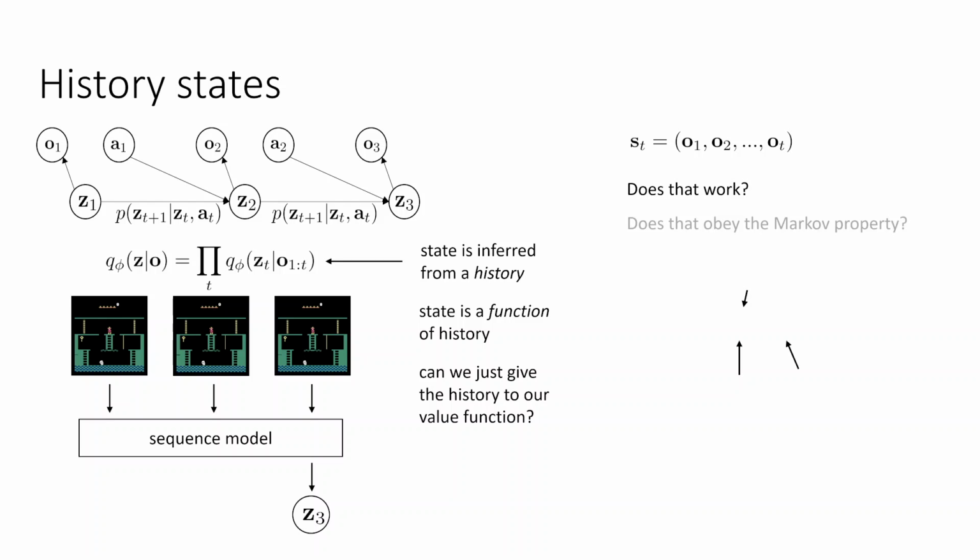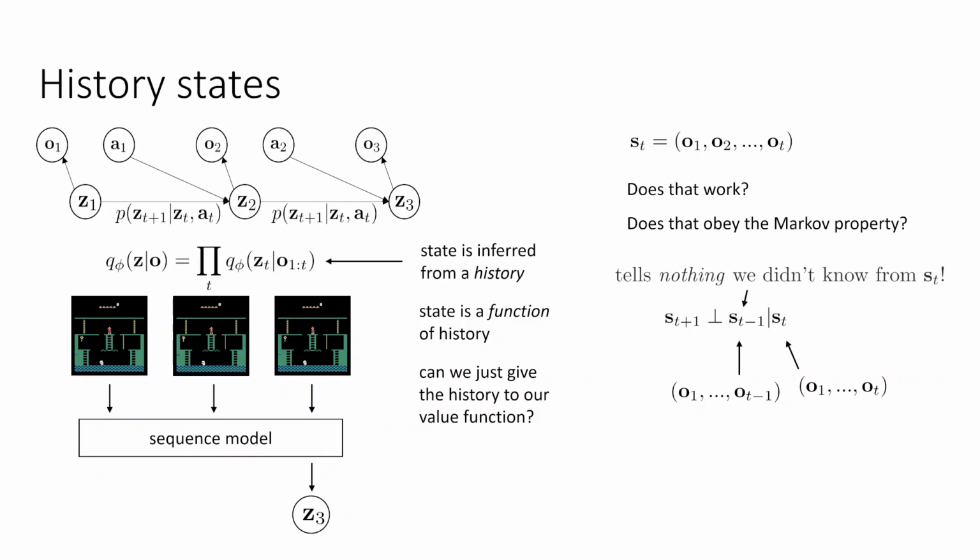So does that work? And does that work basically amounts to asking, does a history obey the Markov property? So the Markov property just says that the state s_{t+1} is conditionally independent of the state s_{t-1} given the current state s_t. And now the current state s_t is all the observations up to t. The previous state s_{t-1} is all the observations up to t-1. And what this shows us is that the previous observations tell us nothing that we can't infer from s_t itself. Right? Because s_t contains s_{t-1} inside of it.